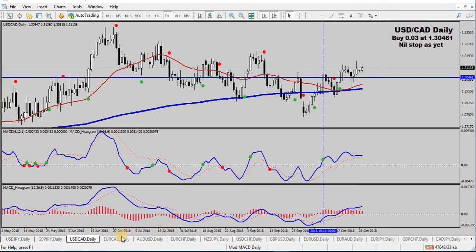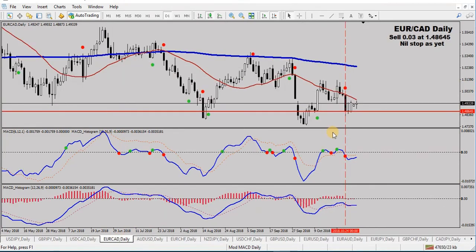That's the USD CAD. Euro CAD in a sell here, and it's gone against me. It's just been a bit hard to trade this pair lately. There's a sell. Standard MACD is very flat. We're not in a winning position at the moment, but we're not a great distance away from the entry, so it's no big deal at the moment.